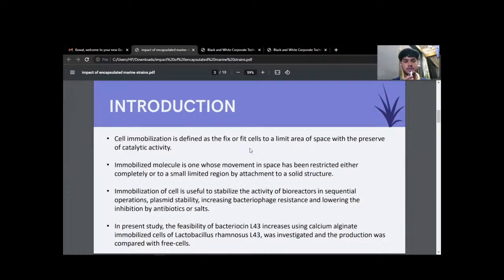In the present study, the feasibility of increasing bacteriocin L43 production using calcium alginate immobilized cells of Lactobacillus rhamnosus L43 was investigated and the production was compared with free cells.